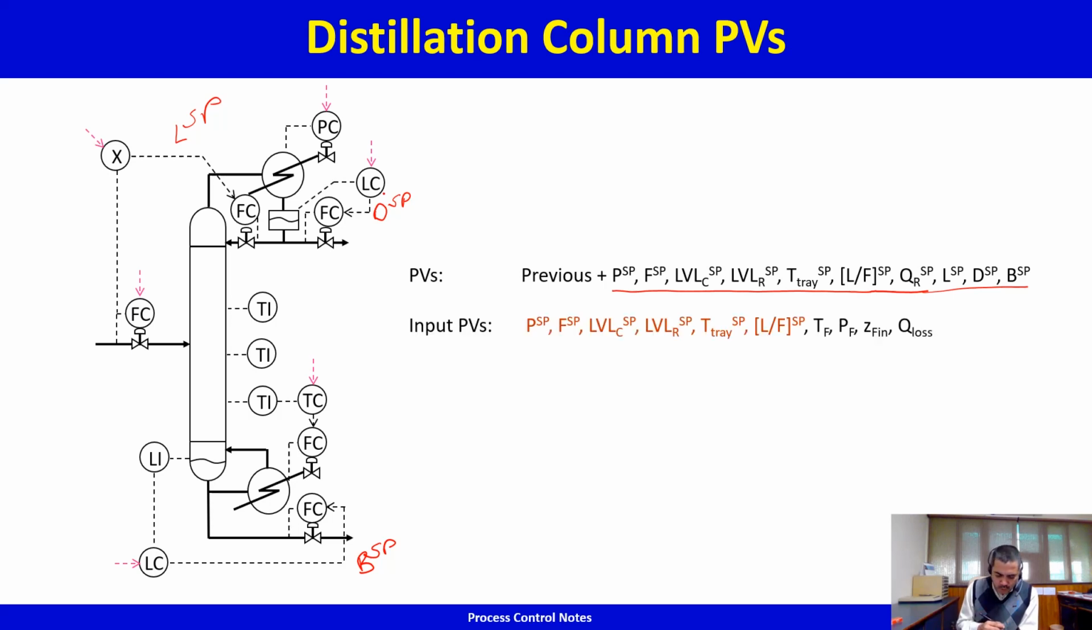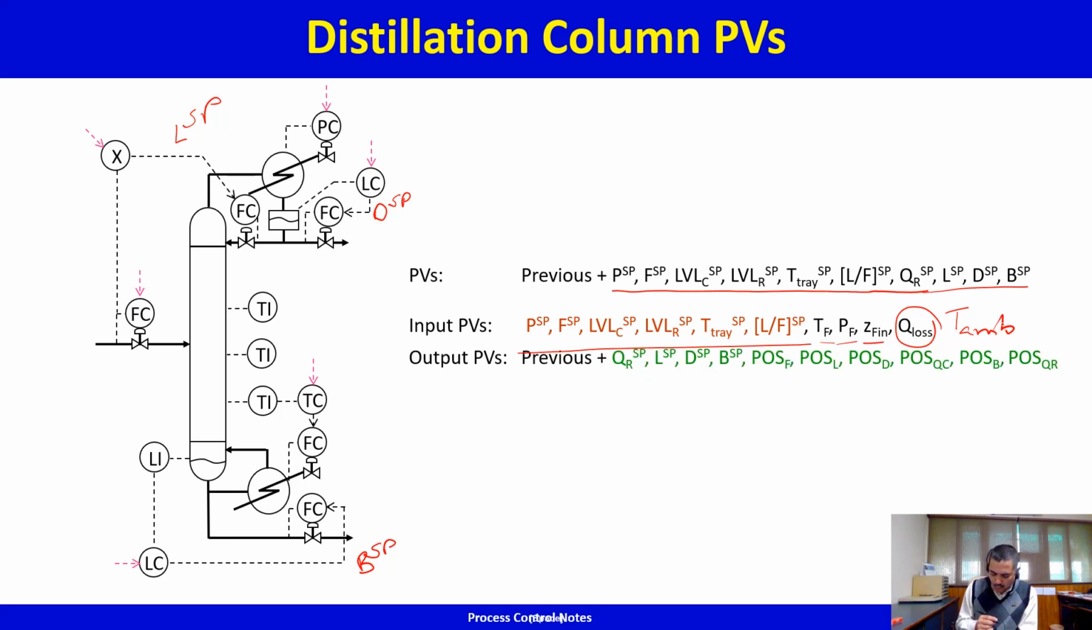What are my input process variables now? Well, the user is specifying the set points of these controllers, and of course there are other process variables, but you've got the temperature of the feed, the pressure of the feed, because the pressure of the feed determines its quality, how much of it is vapor and how much of it is liquid. The composition of the feed. Instead of Q loss, I would prefer T ambient, because T ambient is what determines the loss of heat from the column. Yeah. What are my output PVs?